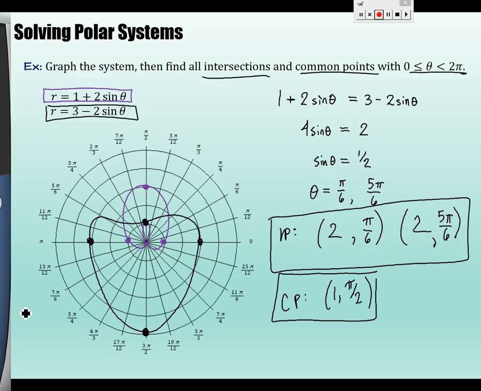What's the difference between intersection and common points? Doesn't 1, pi over 2 still intersect? Well, yeah, but it's not actually. If you plug pi over 2 into these equations, let's just see. Do we get 1? Sine of pi over 2 is 1/2 times 2 is... Wait, pi over 2. What do we get here? So it's 3, right? Not 1. If you plug pi over 2 into the purple equation, you get 3.